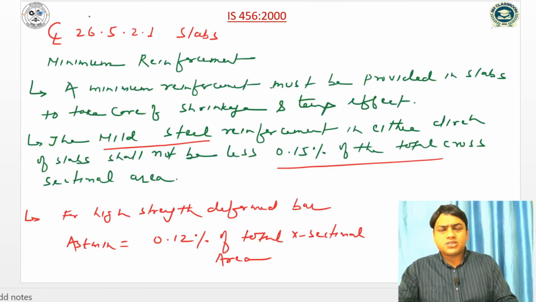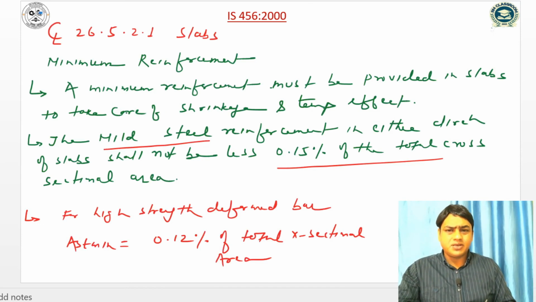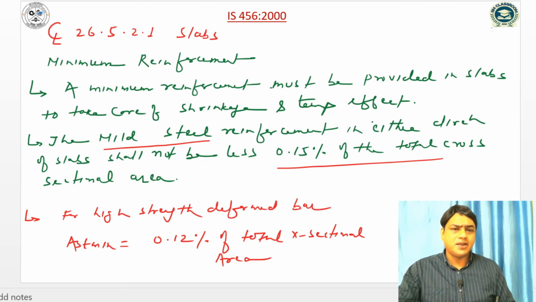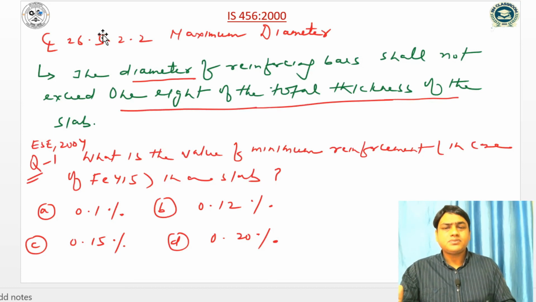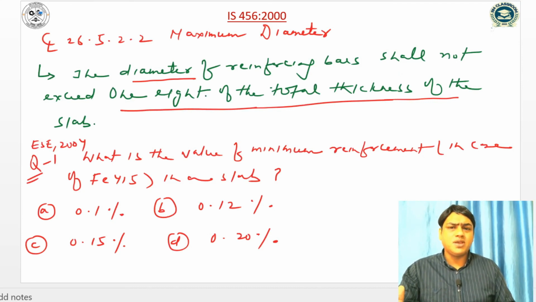Code also suggests about the minimum reinforcement. So minimum reinforcement must be provided in a slab to take care of the shrinkage and temperature effect. The mild steel reinforcement in either direction of the slab shall not be less than 0.15% of the total cross-sectional area, and in case of high strength deformed bars, it will be 0.12% of the total cross-sectional area. Code also suggests about the maximum diameter in case of a slab. So the diameter of reinforcing bar shall not exceed 1/8 of the total thickness of the slab.